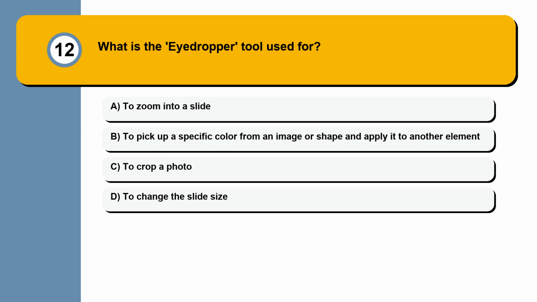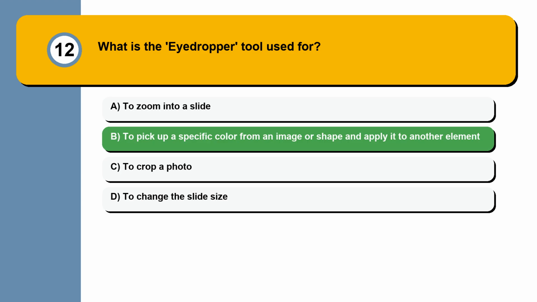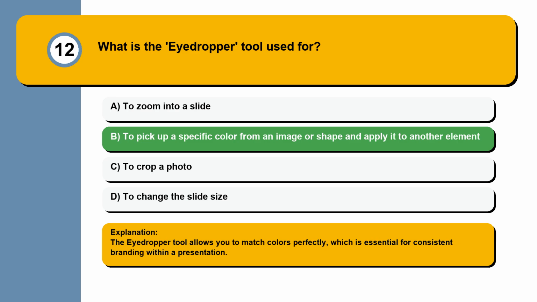Question 12. What is the eyedropper tool used for? To zoom into a slide. To pick up a specific color from an image or shape and apply it to another element. To crop a photo. To change the slide size. The eyedropper tool allows you to match colors perfectly, which is essential for consistent branding within a presentation.